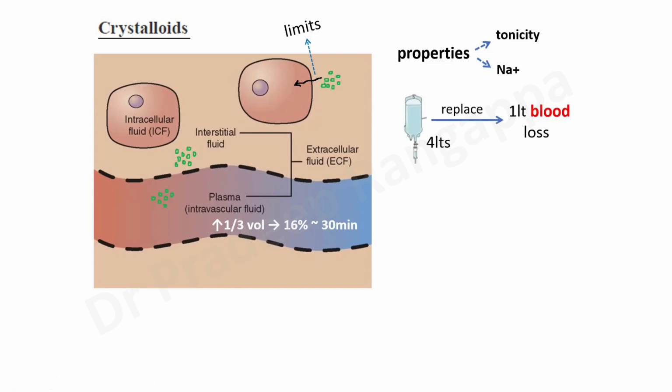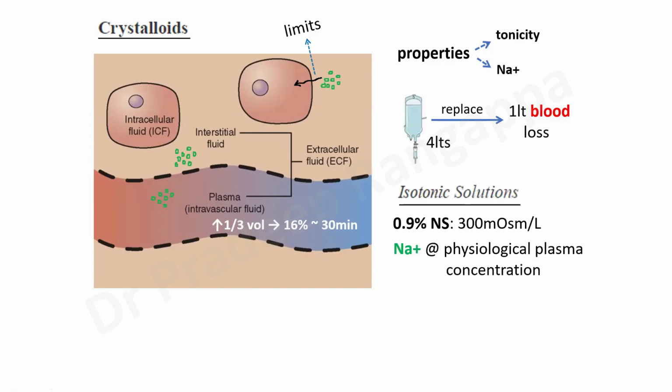Just to give a rough analogy, around 4 liters of crystalloids are needed to replace 1 liter of blood loss in a trauma situation. So 1:4 is the ratio you need to think of with regard to fluid replenishment in terms of blood loss.